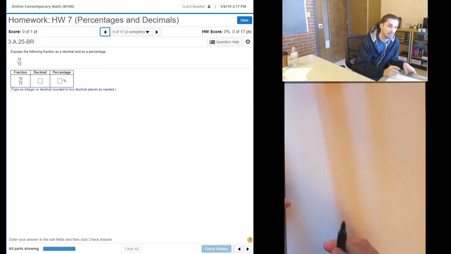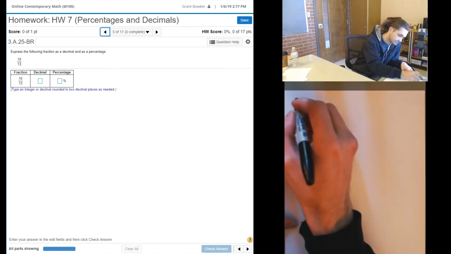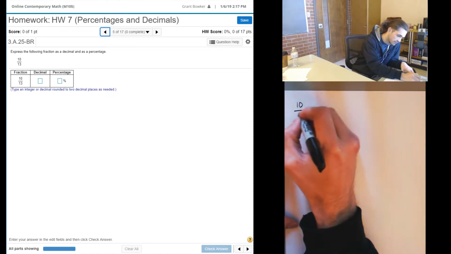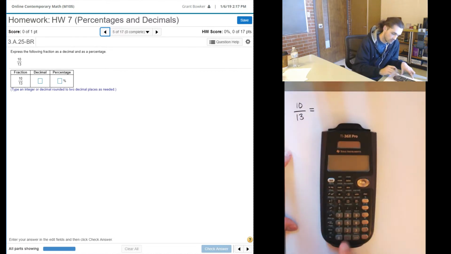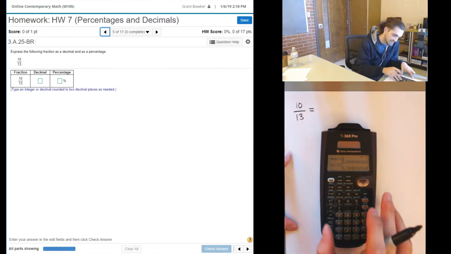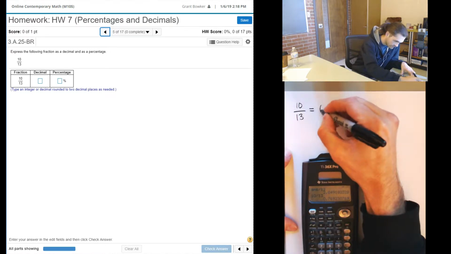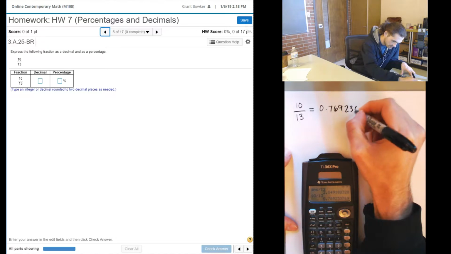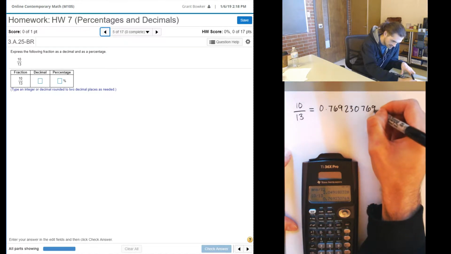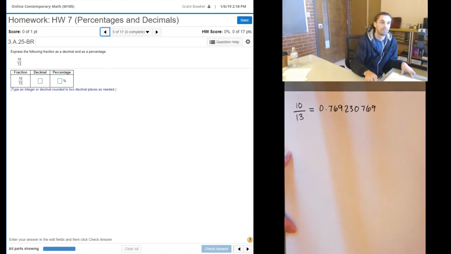So the tricky one with this is students tend to round before they should. So 10 divided by 13 is, well, I'm not quite sure, so let's see. 10 divided by 13 is 0.769230769 blah blah blah blah blah.